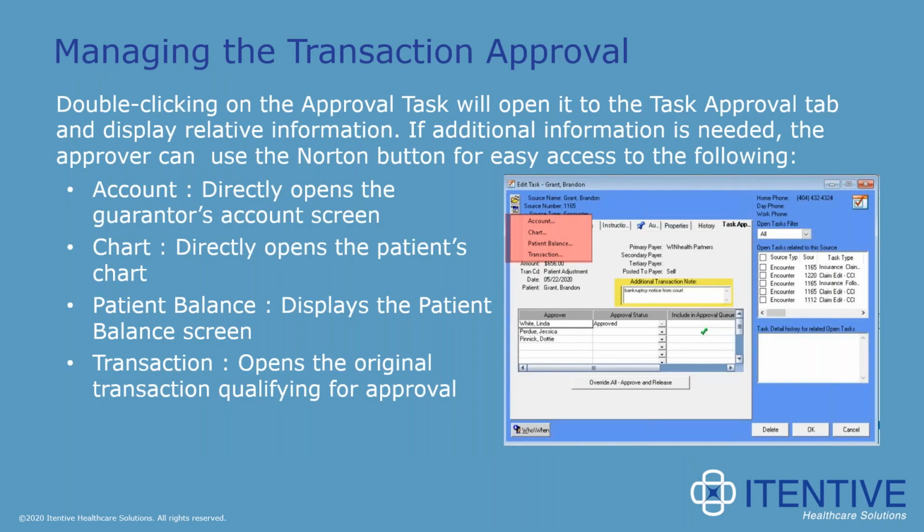So if you're the approver getting it, you just double click into the task and you should get all the information that you need to approve it. The additional transaction notes field is shown from transaction entry, so you shouldn't have to click around a lot to see exactly what's being requested. But if you do need to, you've got the Norton button, which will take you directly to the account chart, the patient balance screen, which is great for doing these approvals because it lets you look at the whole account at a glance. Or you can go directly into that transaction if you need to see it for whatever reason.